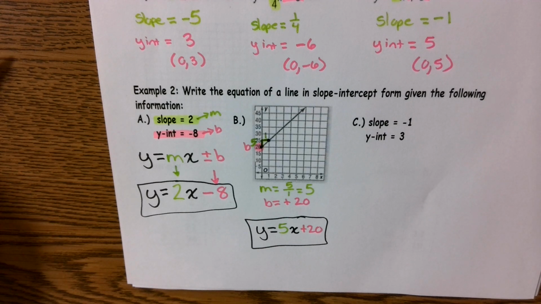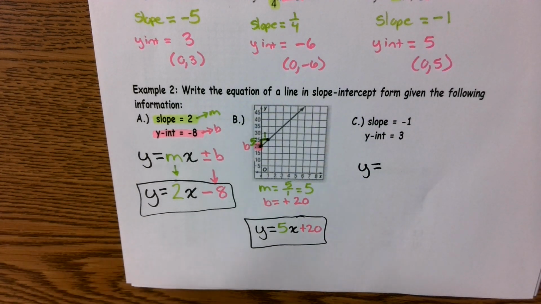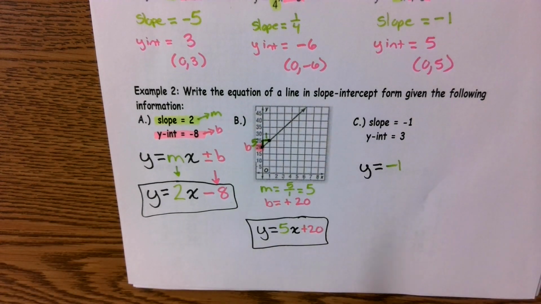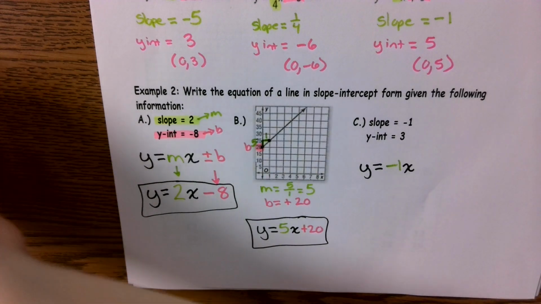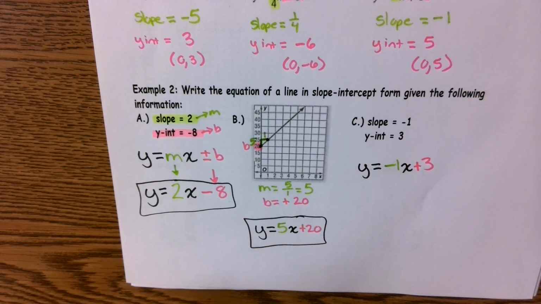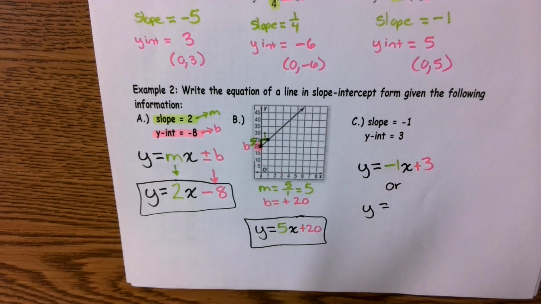All right. Who can tell me what the equation is going to be? Caleb? Y equals negative 1 times x plus 3. Very good. Y equals negative 1 x plus 3. Now, do I have to write negative 1? No. I don't have to write the 1. I could just write y is equal to negative x plus 3.